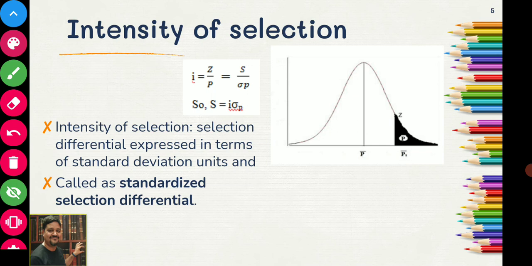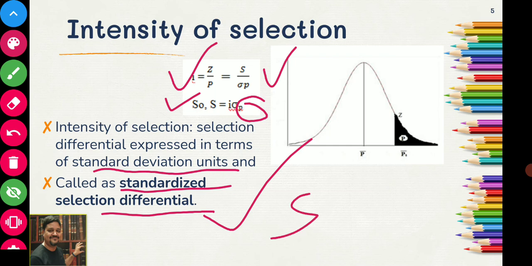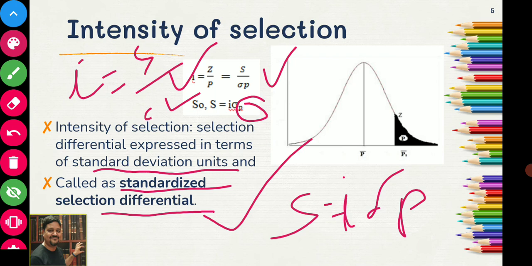Here I have made I is equal to Z by P, and you have already seen I is equal to S by sigma P. So S is equal to I sigma P. So intensity of selection is the selection differential expressed in terms of standard deviation unit, that is phenotypic standard deviation, and that is why this intensity of selection is called the standardized selection differential, because S is equal to I into sigma P, or I is equal to S by sigma P.